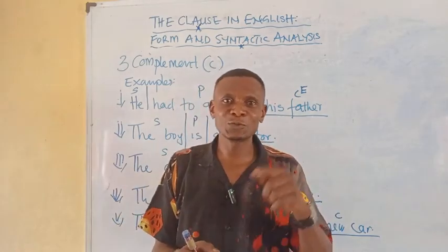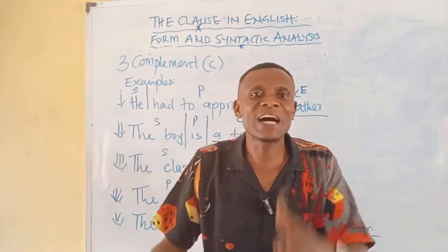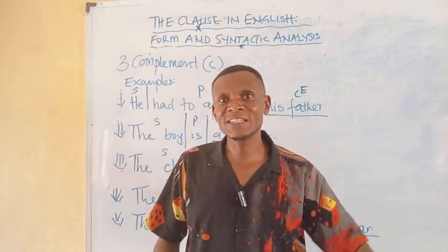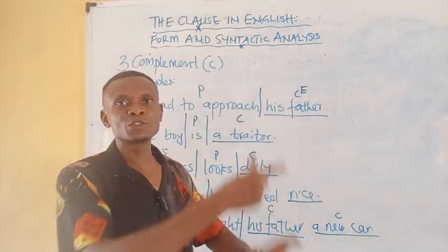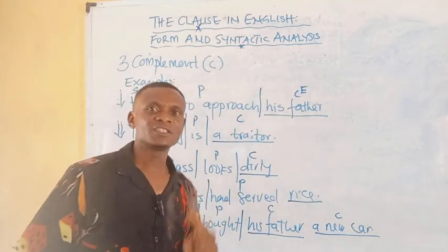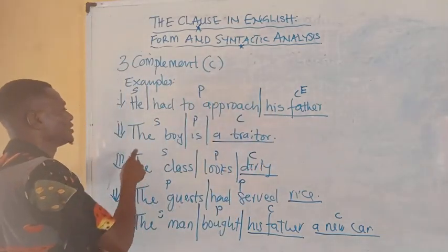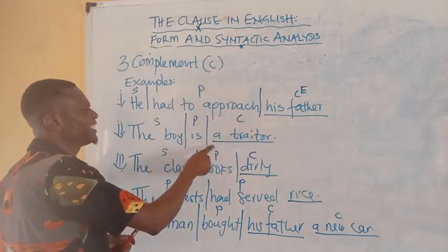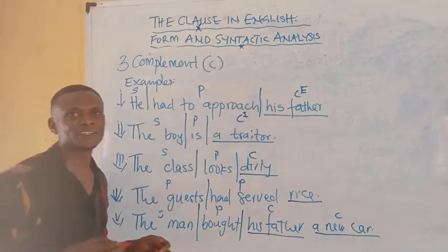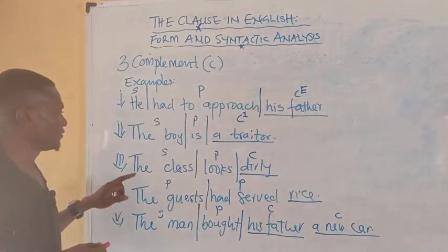So when it has something to do, that is to say, it makes a reference to another element in the clause structure, that is when the complement has something to do with the other element in the structure, it is referred to as complement intensive. Look at this number two. The boy, who is a traitor? The boy. So it has to do with complement intensive. Are you going with me? Complement intensive.